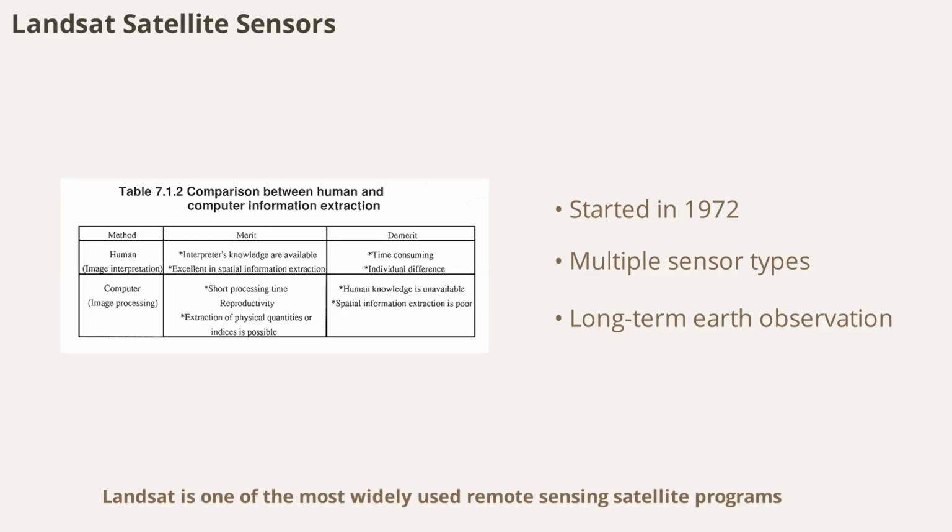Landsat is one of the most widely used remote sensing satellite programs. Launched in 1972, it has provided continuous Earth observation data for decades. Landsat satellites carry various sensors, including the Multispectral Scanner (MSS), Thematic Mapper (TM), and Enhanced Thematic Mapper Plus (ETM+). These sensors capture data in multiple spectral bands, enabling detailed analysis of land cover, vegetation, and water bodies. Landsat's long-term data archive is invaluable for studying environmental changes over time.